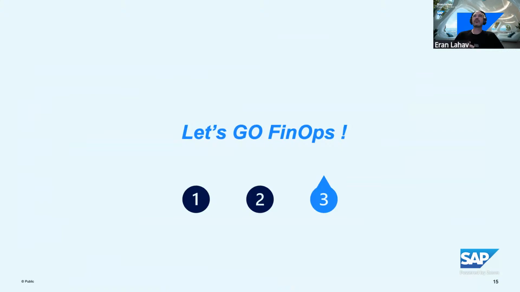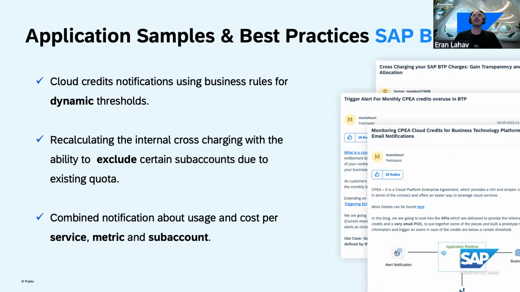And then we have a new solution, which is, I think, already 1 year old. This is the financial operation application that we developed, based on a small application that we started to develop some time ago. It's for doing a dynamic threshold in the notification, excluding several sub-accounts from your cross-charging activities, or creating a unique alert notification for a specific metric for a specific service in a specific sub-account.